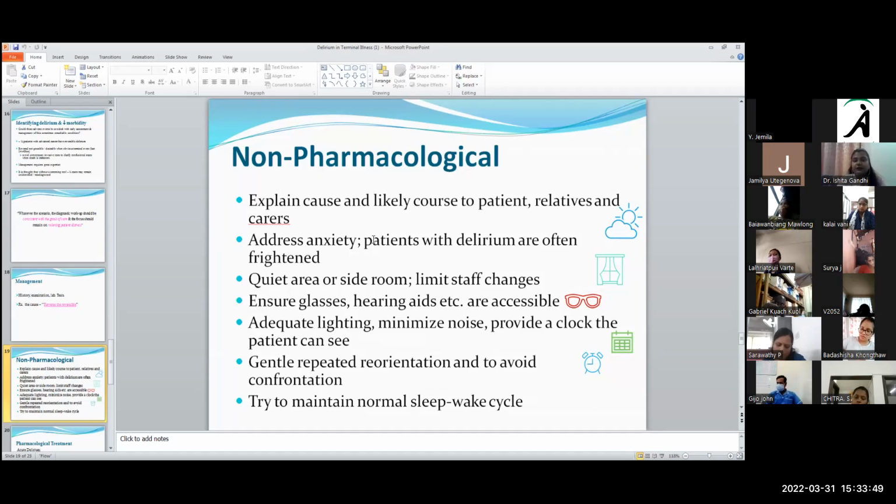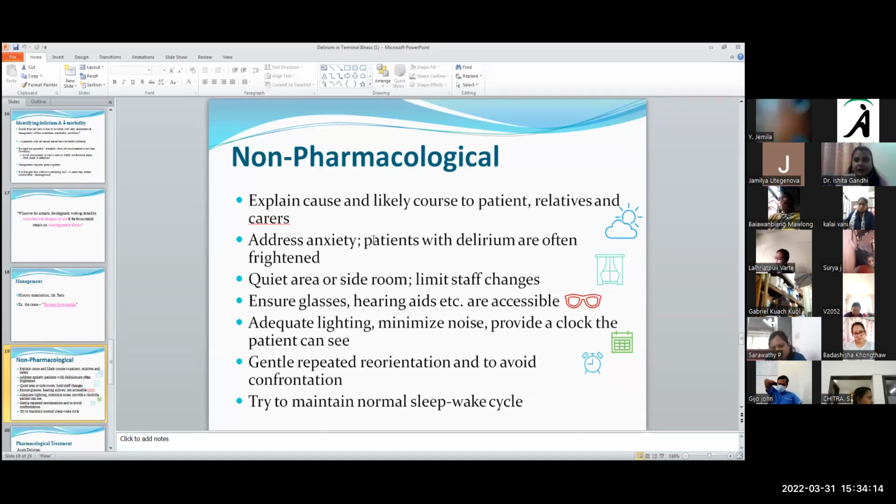Address the anxiety of the patients who have delirium, because delirium is very frightening. Since it has a fluctuating nature, they know when they are lucid that there was something wrong with them when they were not lucid. So it is very important for us to address their anxiety, to explain to them what delirium is and how it can be managed.